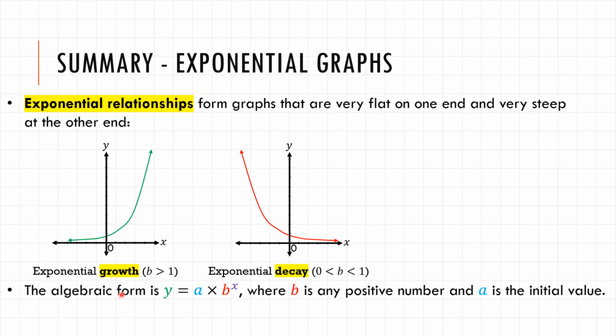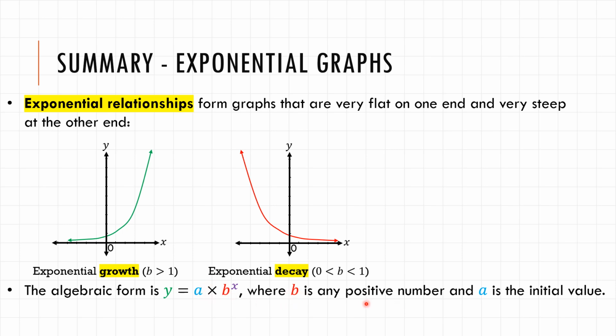The algebraic form, in other words, the equation of an exponential relationship, is y equals a times b to the power of x. Remember, the exponent of x only applies to b, it does not apply to a. So we always have to evaluate the power first, and then we multiply by a. What is a and what is b here?